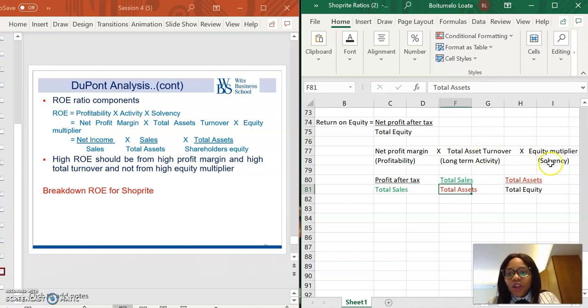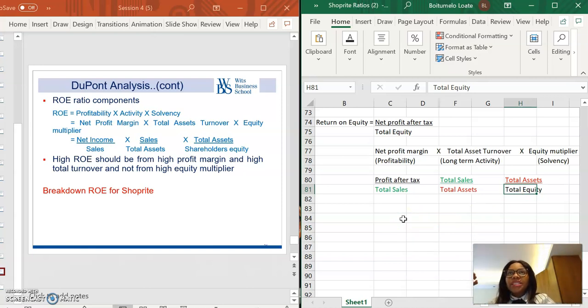But then if I also include my solvency, an indication of gearing, and I put in the equity multiplier, remember, my equity multiplier is total assets divided by shareholders' equity. If I cancel out the total assets together with the total assets, I'm then left with profit after tax divided by total equity.